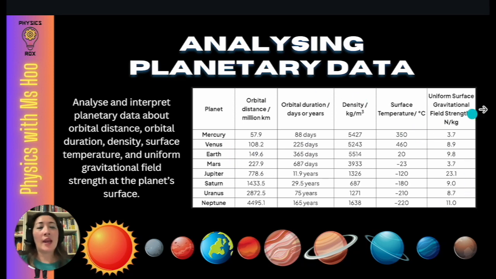Over here, we have the table of data of the properties of the 8 planets that are in our solar system. So as you can see, orbital distance, orbital duration in days or years, the density, which is an approximate value because we don't know the actual value, right? So it's an approximate density of the planets, the surface temperature, and the uniform surface gravitational field strength.